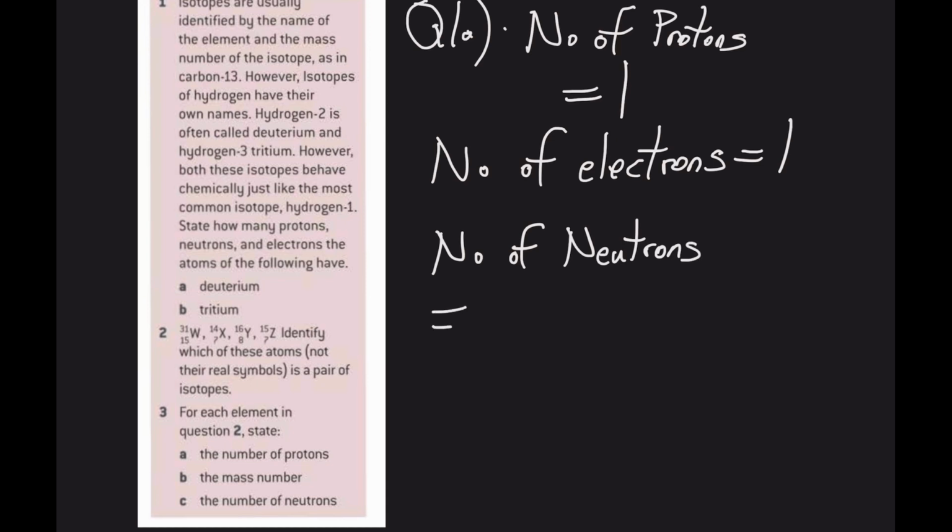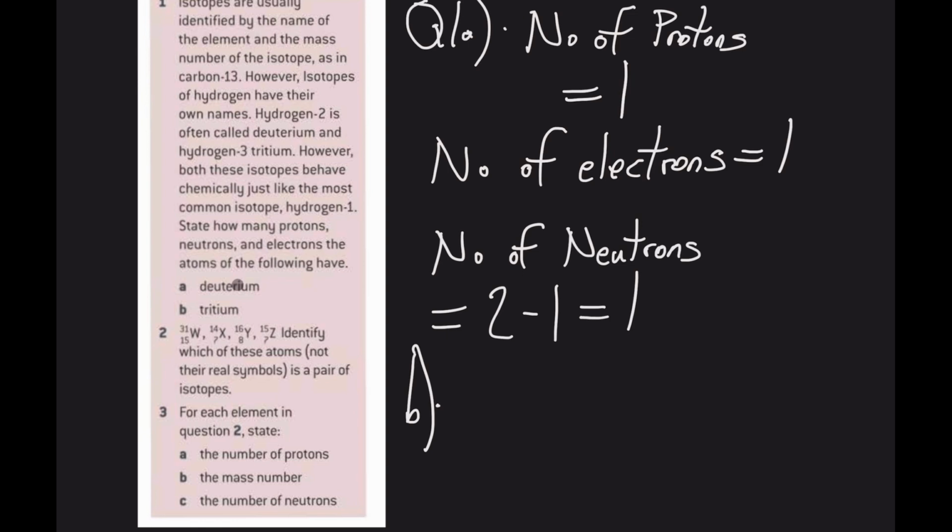as we said before, is equal to the mass number minus the atomic number. So in the case of deuterium, the mass number, as we can see here, is 2. So we have to do 2 minus the atomic number, and we've said that the answer to that is 1. So the number of neutrons is equal to 2 minus 1, and the answer to that is just 1.